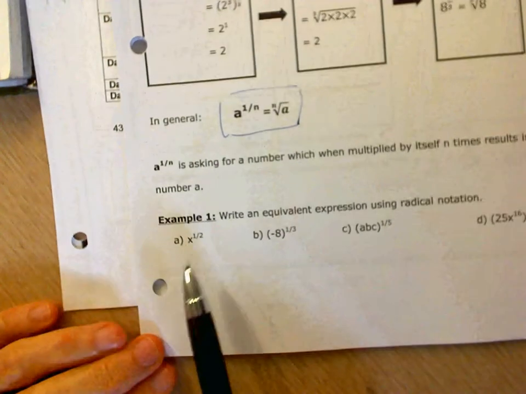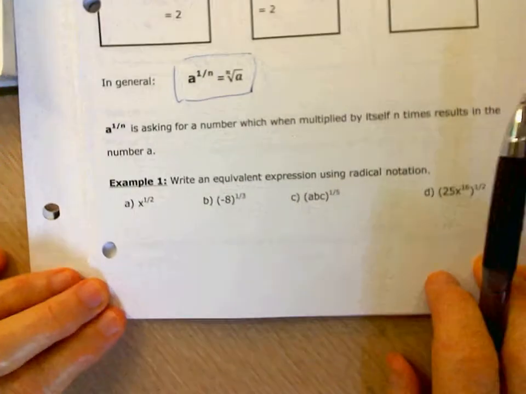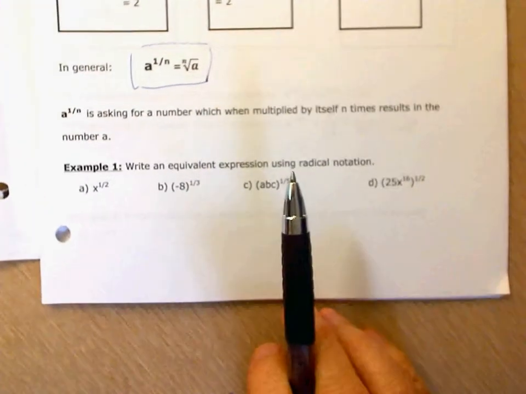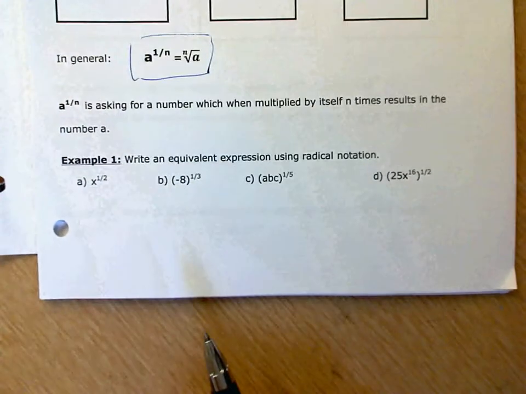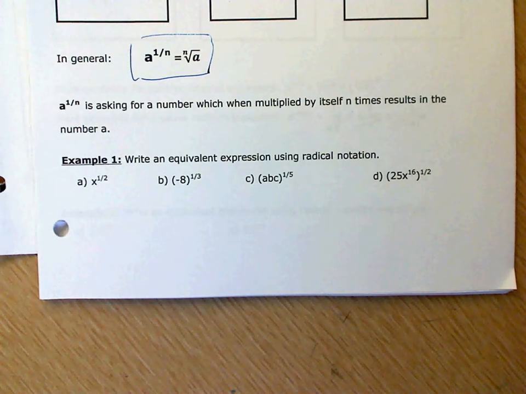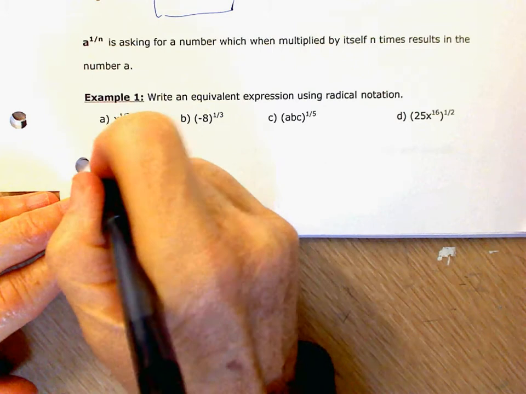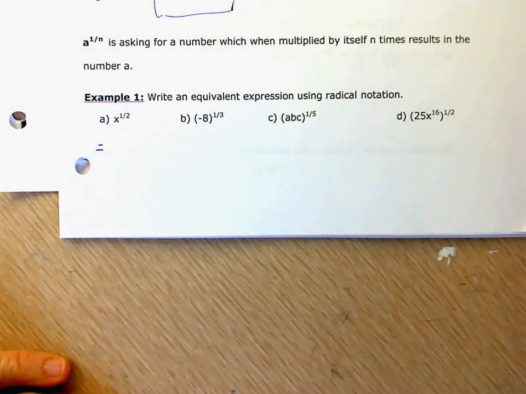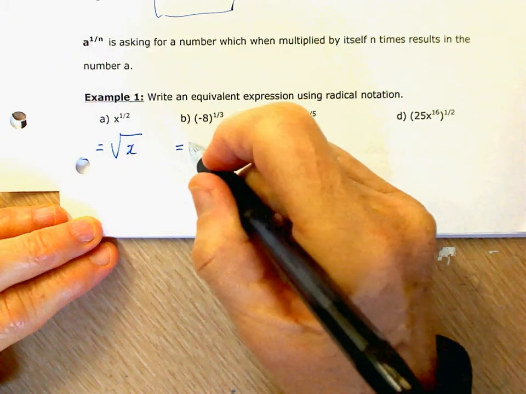Okay, how would we write x to the 1/2 in radical notation? Does that seem blurry to you? I don't know if it's my cruddy glasses or my... there, I think that's better. Okay, could someone write this in radical notation? How would you write that using a square root sign? Root of x, right?